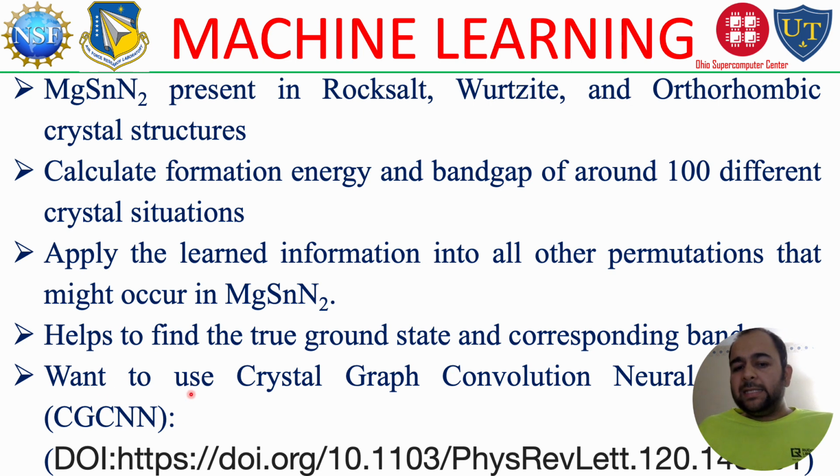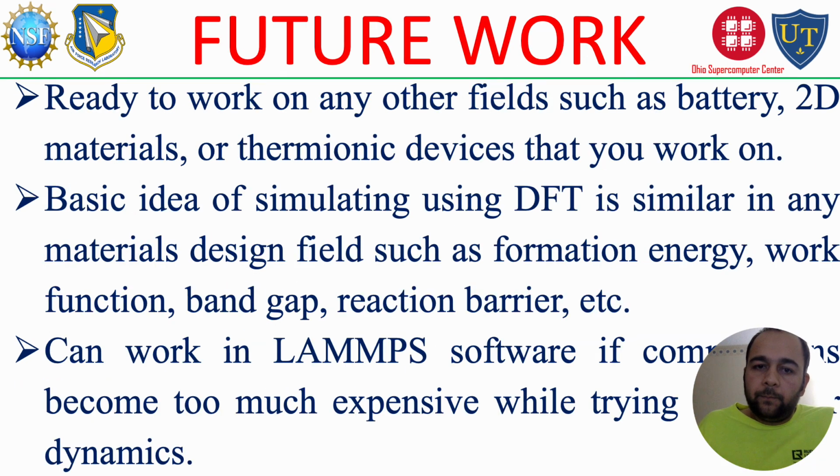Beyond CGCNN, we can also use any other algorithm by figuring out a specific descriptor and checking whether the CGCNN behaves nicely or not. So I'm not married to CGCNN. We can try any other algorithms as well.